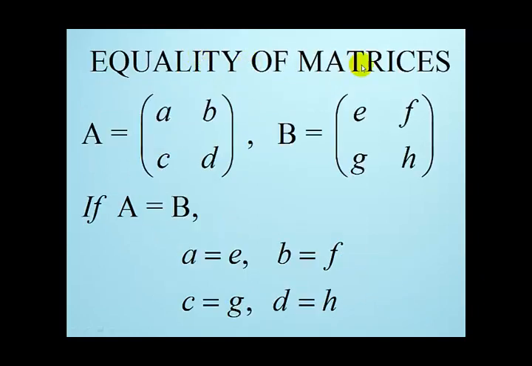Now, equality of matrices. Given these two matrices, A equals [a, b; c, d], and B equals [e, f; g, h]. A equals B only if the matrix A equals the matrix B, which means that the corresponding entries are the same. That means a equals e, b equals f, c equals g, and d equals h. So for equality of matrices, if A equals B, then you can write that a equals e, b equals f, c equals g, and d equals h.